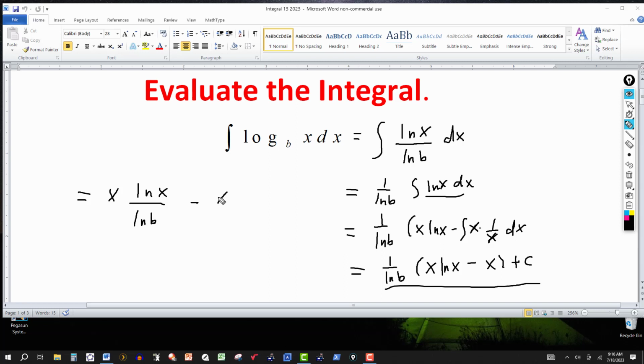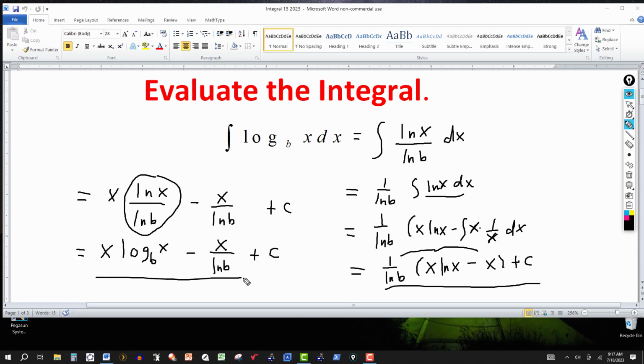All I'm doing here is distributing this constant in the parentheses. So this will be x over ln of b, and I have the constant of integration. But this part right here, when we started off, that's where we introduced the change of base formula. So ln of x over ln of b is the log of the original expression, x to base b. So this is pretty much your answer right here.